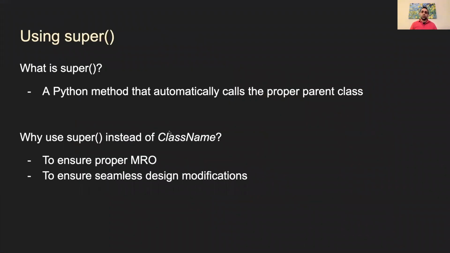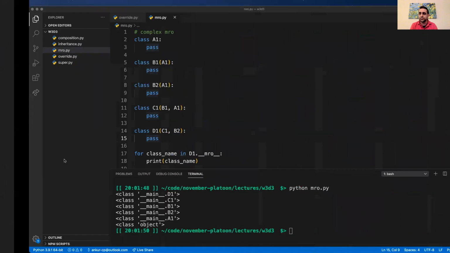Now we're going to move on to the super method. So what is super? Super is a Python method that automatically calls the proper parent class. And then we're going to talk about why you should use super instead of the class name. So to ensure proper MRO, as we just talked about, the super method honors the MRO and ensures it's properly followed. And then also super allows for more seamless design modification. So I'm going to highlight these with examples because talking about them would probably confuse you more than anything else.